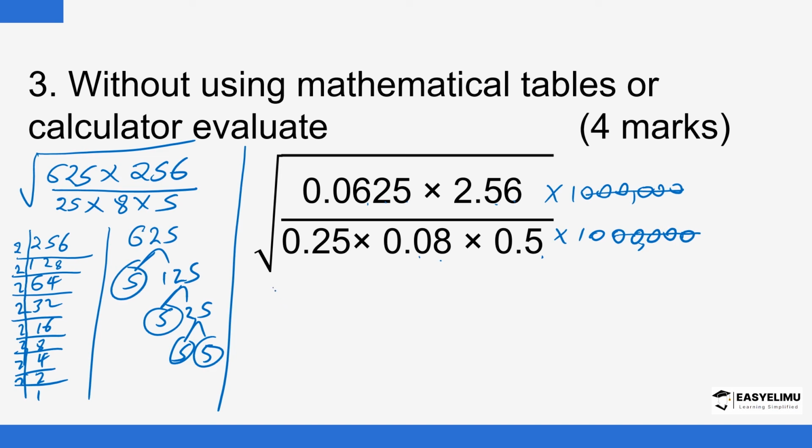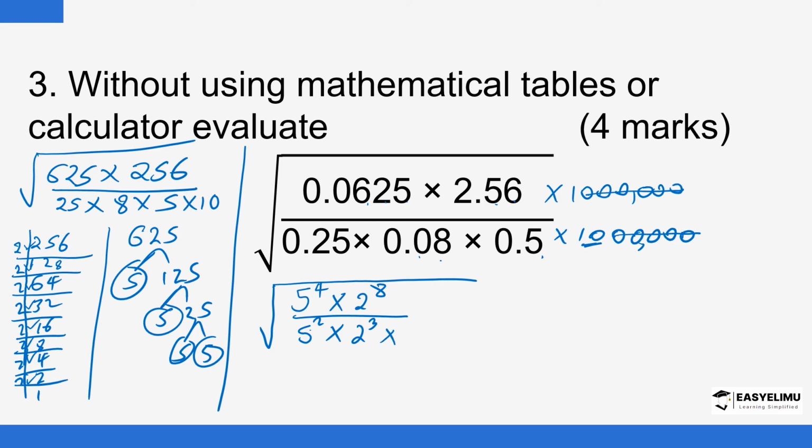So now you are able to express the square root of these numbers. We start with 625, which is 5 power 4, as you can see. And then we move to 256. We have 1, 2, 3, 4, 5, 6, 7, 8, so 2 power 8. And then that is done. There is a 10 that we omitted here. You need to add it there. So this is divided by, down here we have 25, which is 5 power 2, and then we have 8, which is 2 power 3, and then now we have a 5, and then we have 10, which is again 2 by 5.